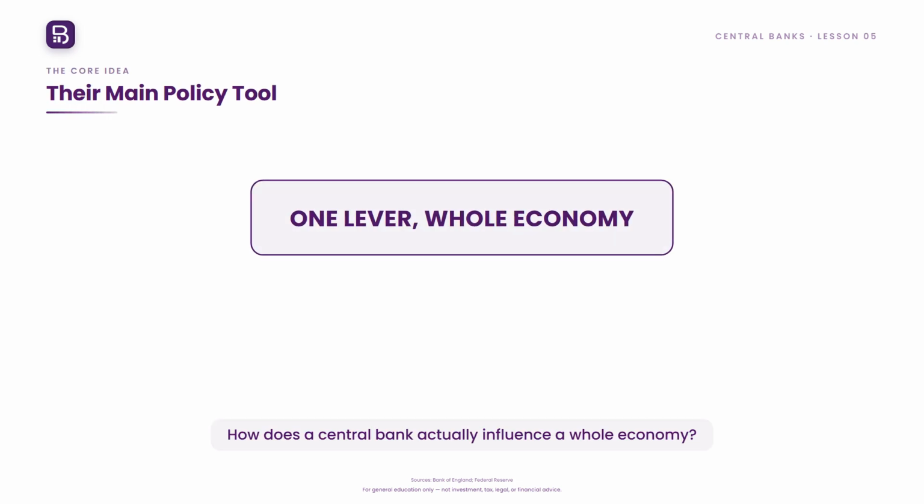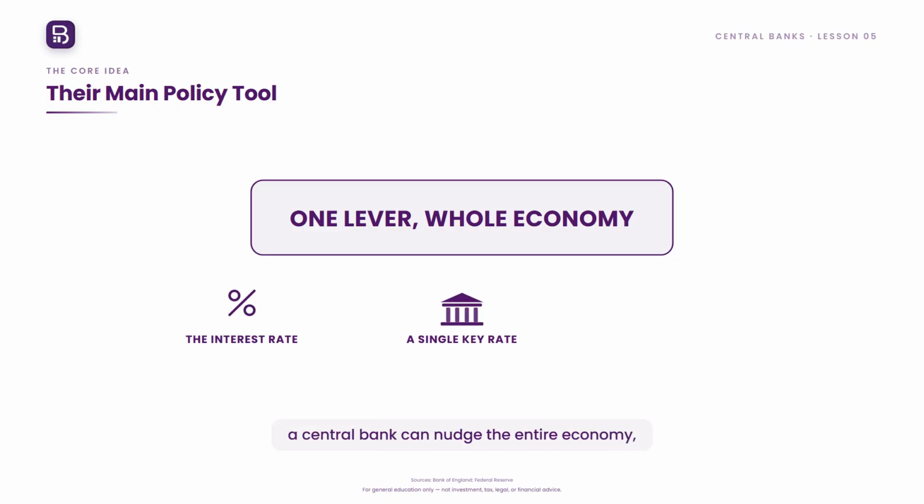How does a central bank actually influence a whole economy? Its most important lever is the interest rate. By setting a key rate, a central bank can nudge the entire economy, making this its primary tool. Understanding it explains much of what central banks do.